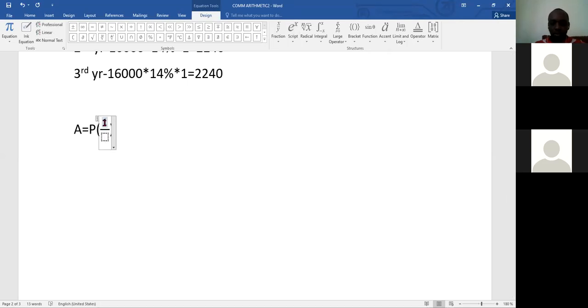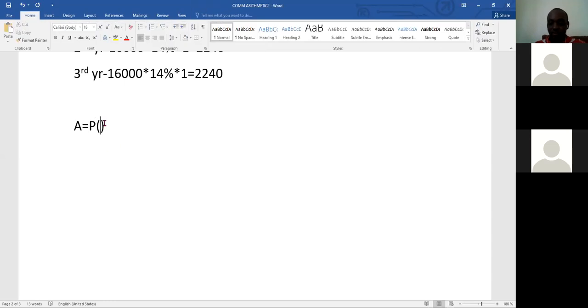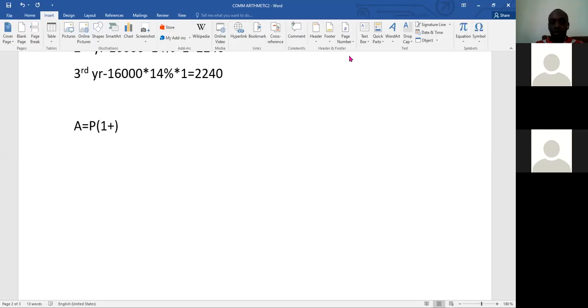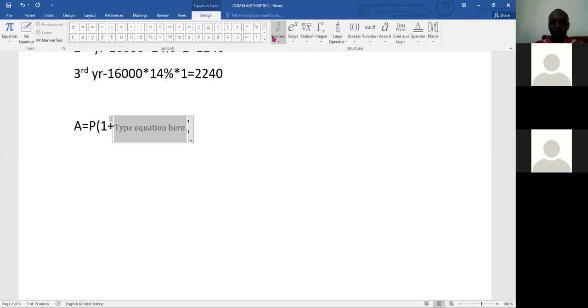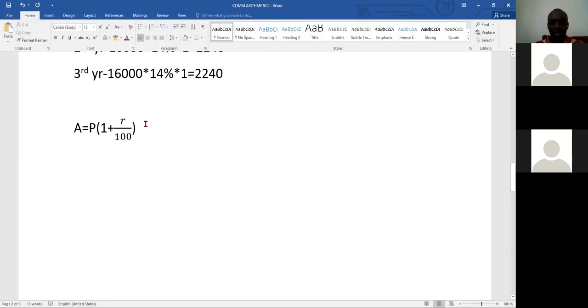1 plus, actually, 1 is not over, let me delete this. 1 plus, then I can now insert this. This one is R, 100, and then here we say into power n. Into power n. This is how we do it. So A is the amount. So A is equal to the amount.